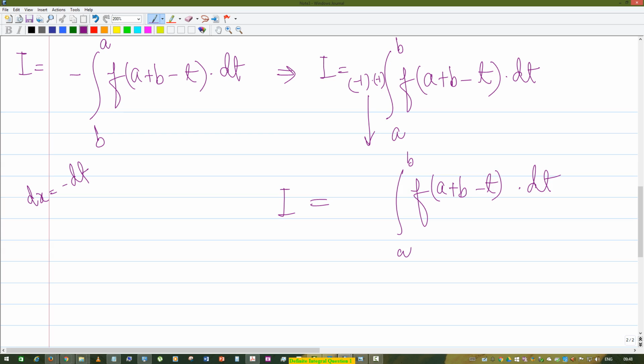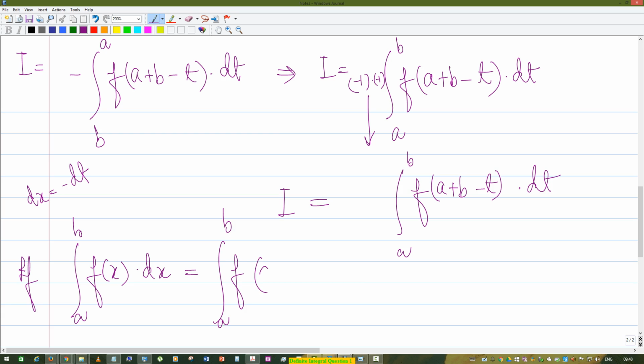Okay, so now we have got the expression that the integral from a to b of f(x) dx can be changed into the integral from a to b of f(a + b - x) dx. So we just proved this.